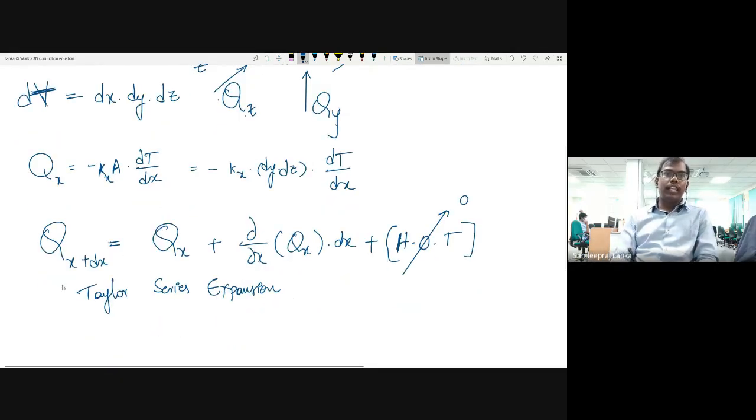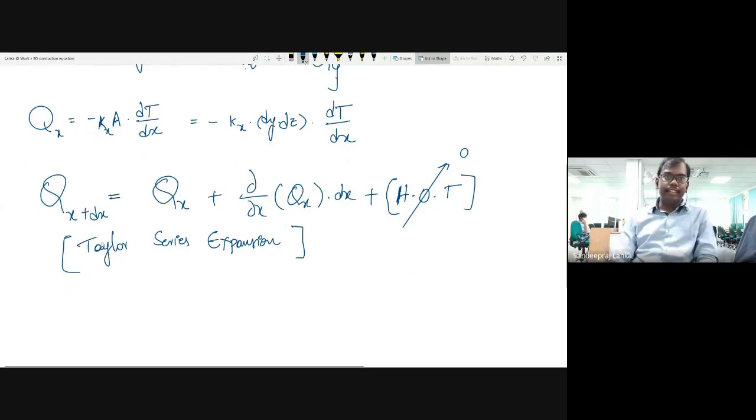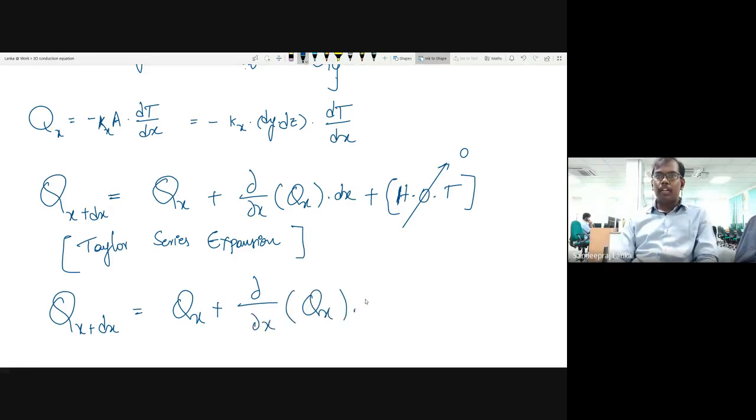So Taylor series expansion is telling you that you should take it like this. So what will it be like? So Qx plus dx is equal to Qx plus dou by dou x of Qx into dx. So this is what you will take for Qx plus dx.